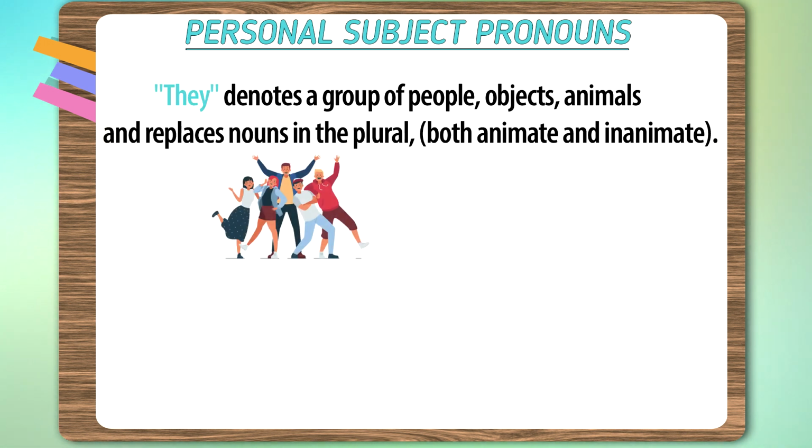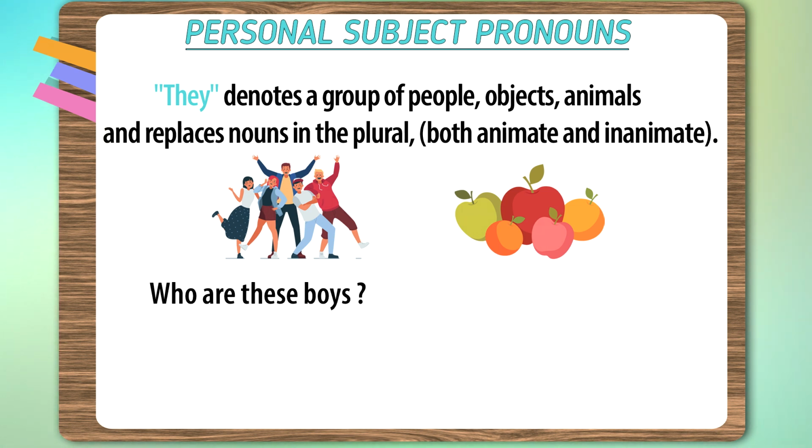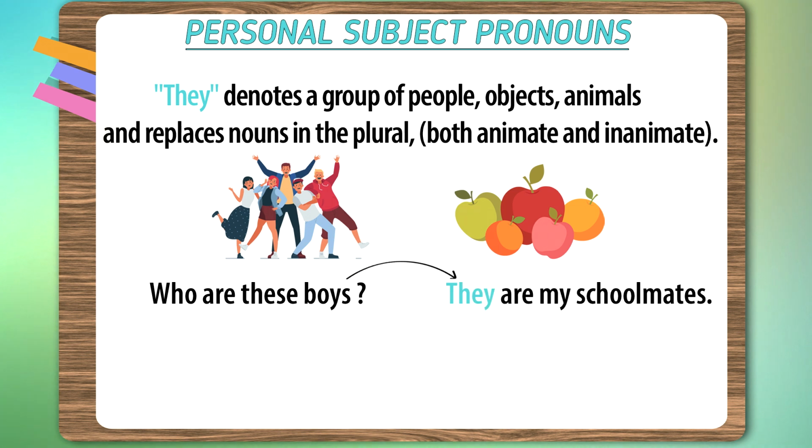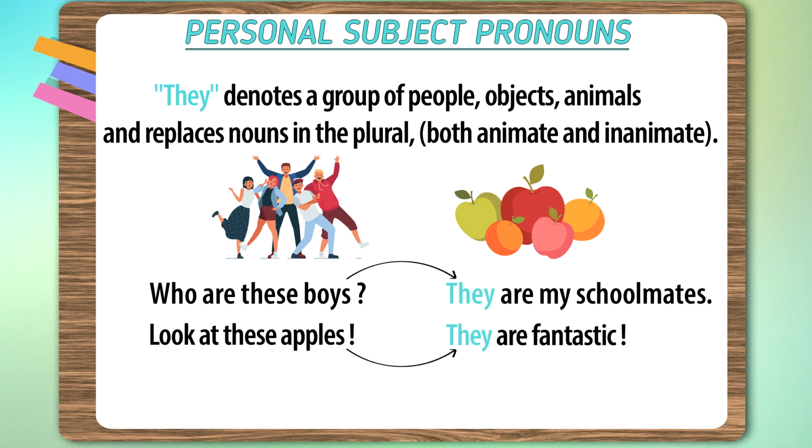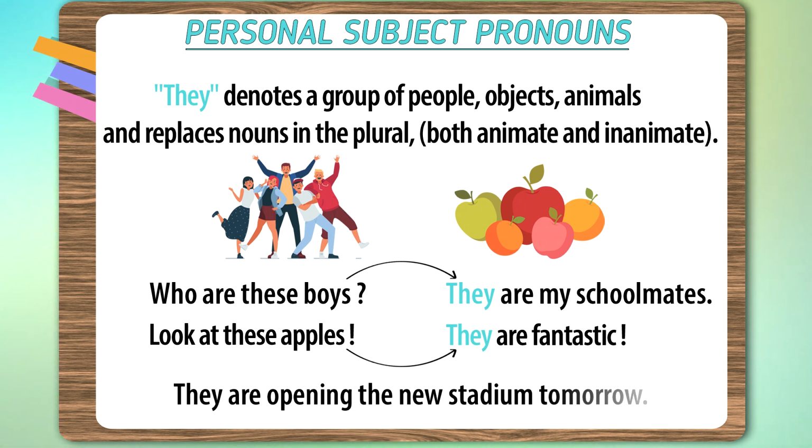The pronoun they denotes a group of people, objects and animals and replaces nouns in the plural, both animate and inanimate. For example, who are those boys? They are my schoolmates. Look at these apples. They are fantastic. We also use the pronoun they to refer to institutions or authorities in general. They are opening the new stadium tomorrow.